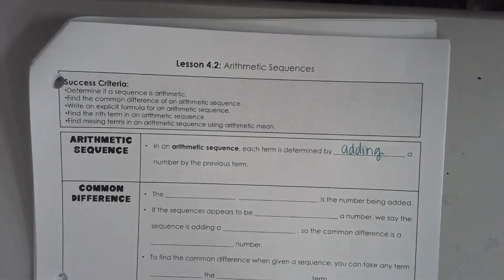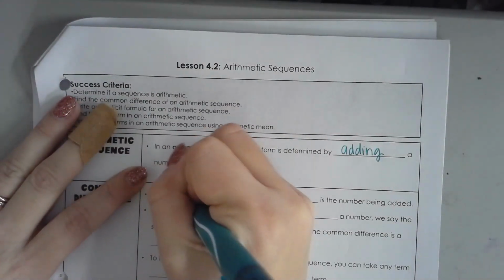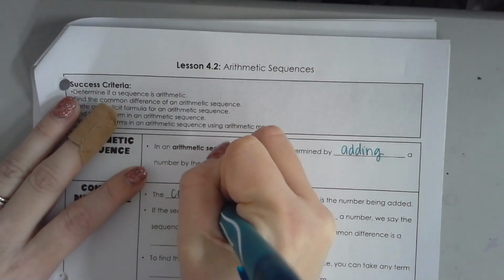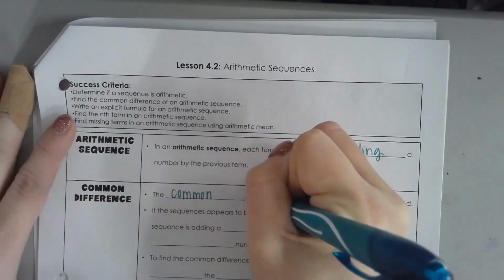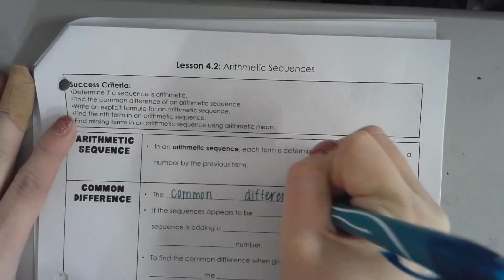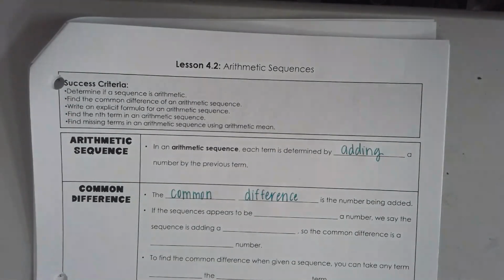The common difference is what we call that number being added. So if we're adding 3 every time, we say the common difference is 3.